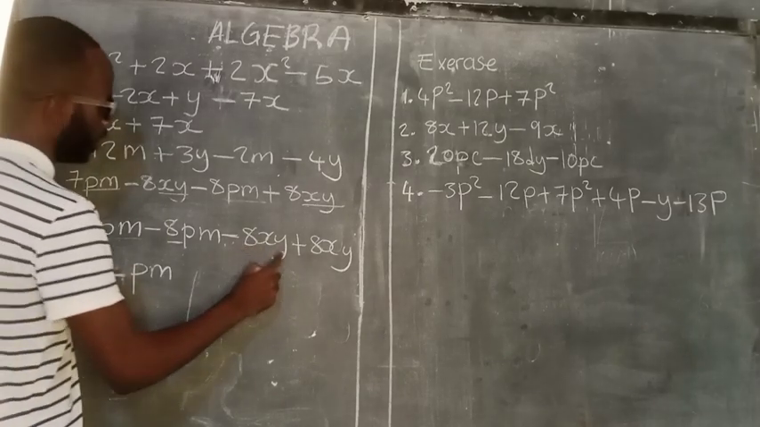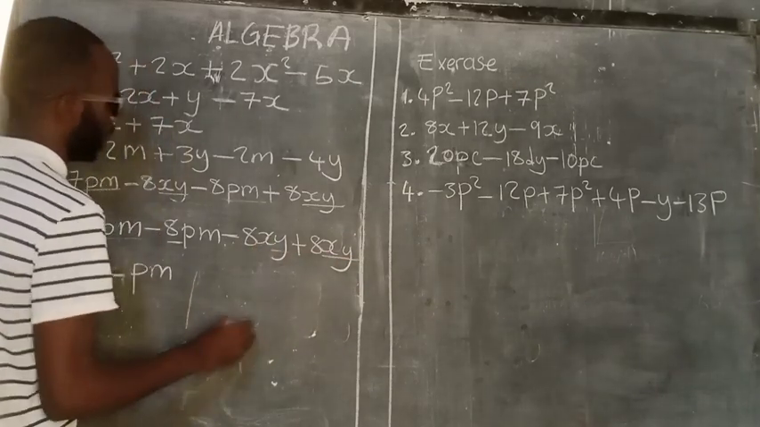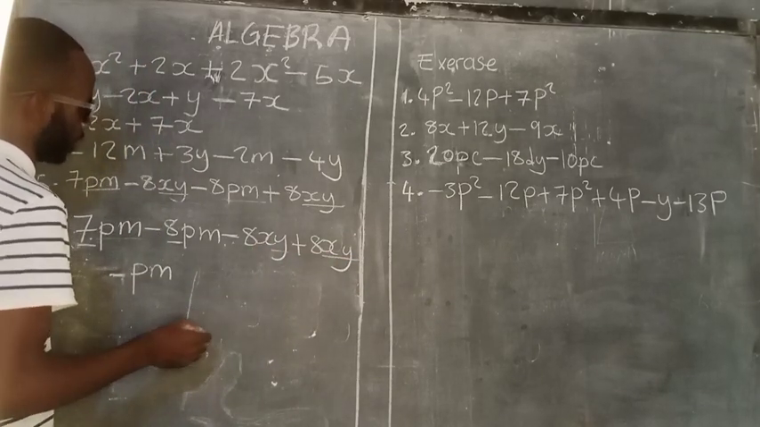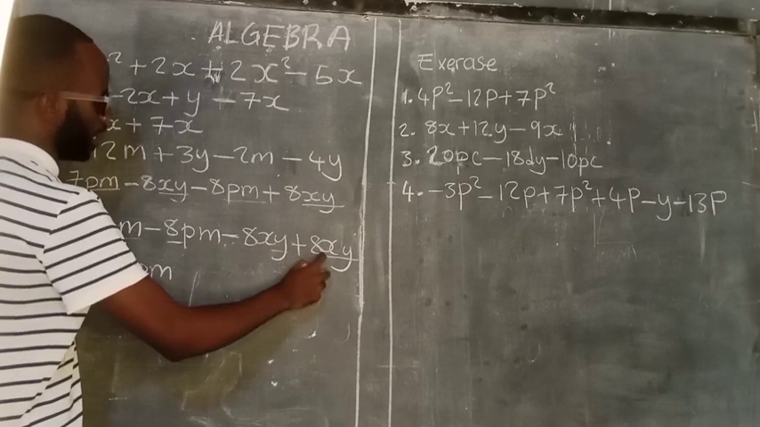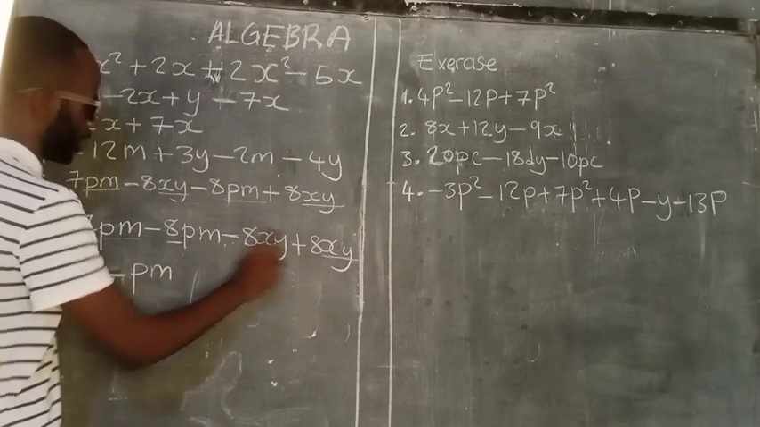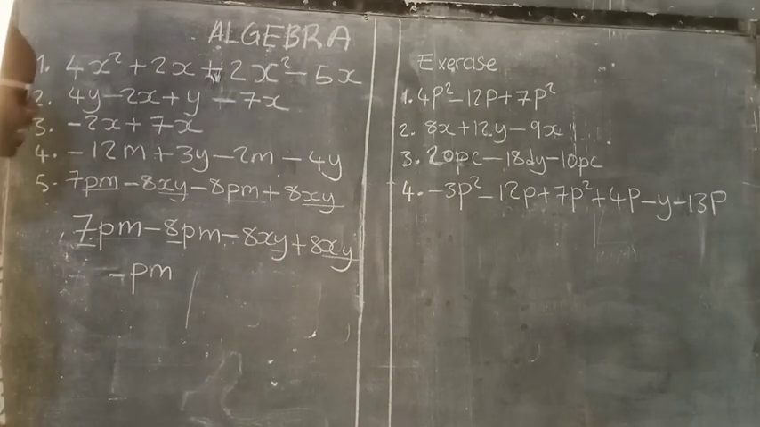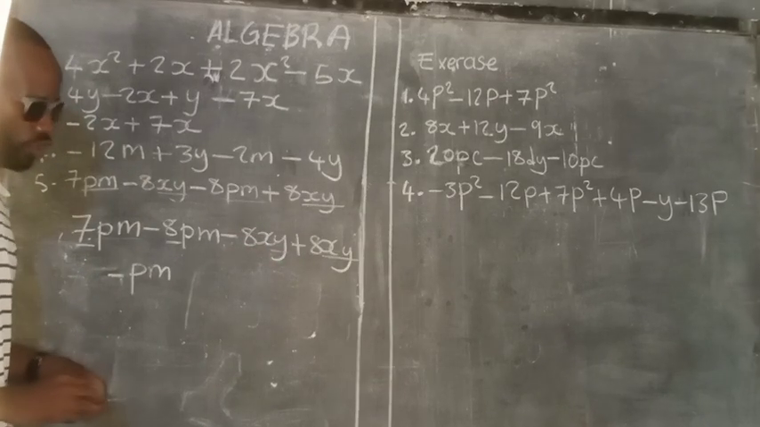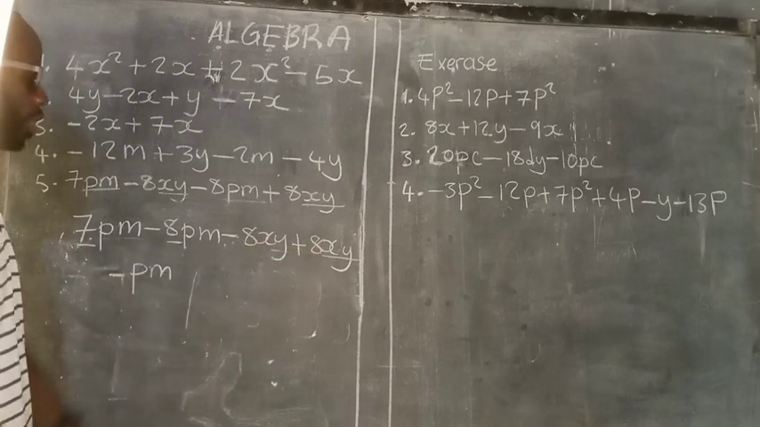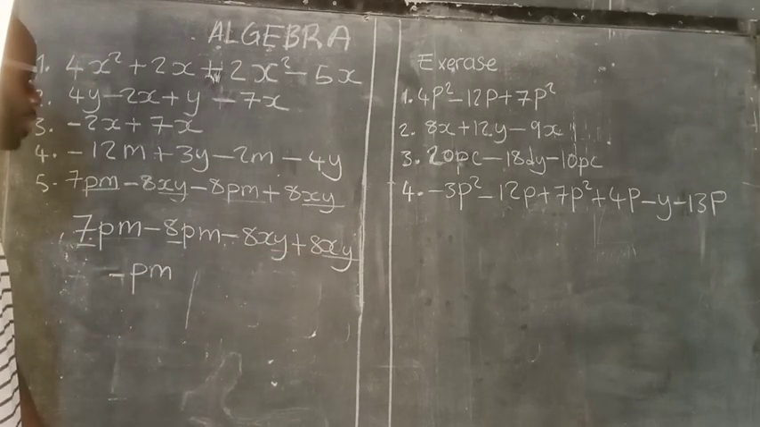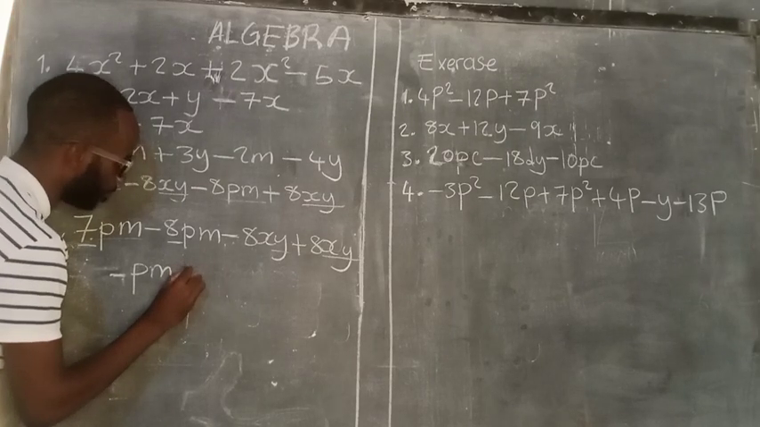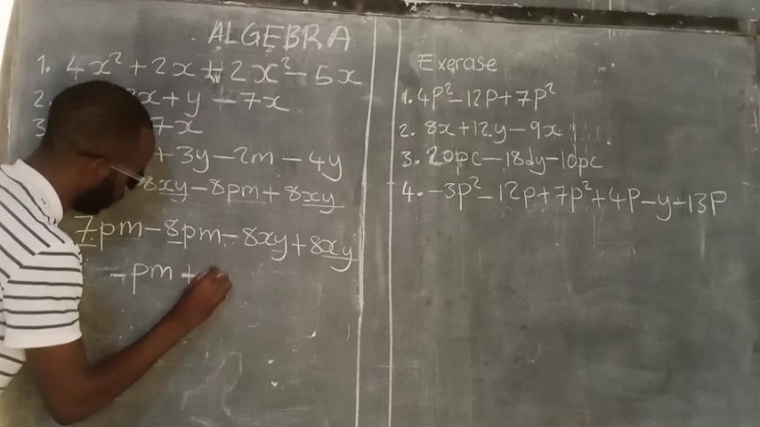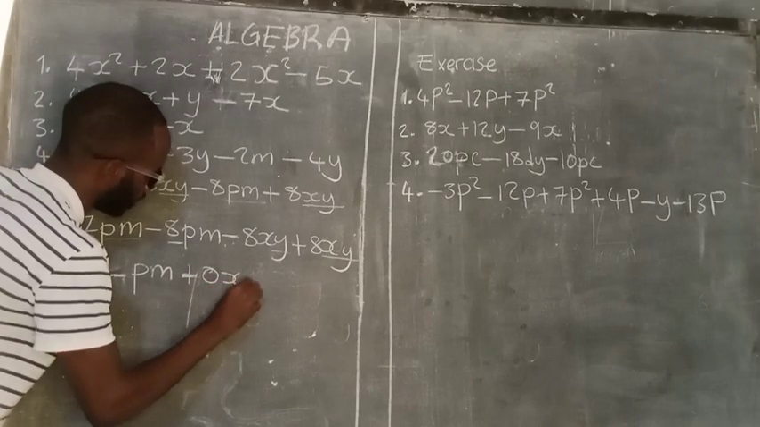Here, again, these are like terms. They can be added. They can also be subtracted. But let us look at the signs. 8 has a negative. This other 8 has a positive. The signs are different. Difference means subtraction. Let us subtract the numbers. 8 minus 8, we get 0. So we have positive 0xy.